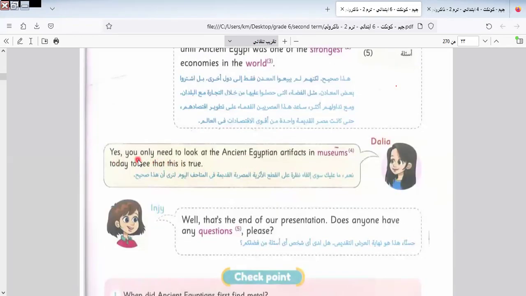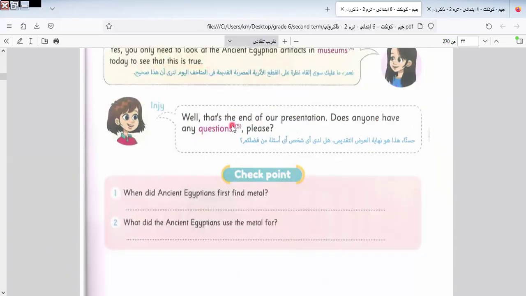Yes, you only need to look at the ancient Egypt artifacts in museums today to see that this is true. Well, that is the end of our presentation. Does anyone have any question, please?